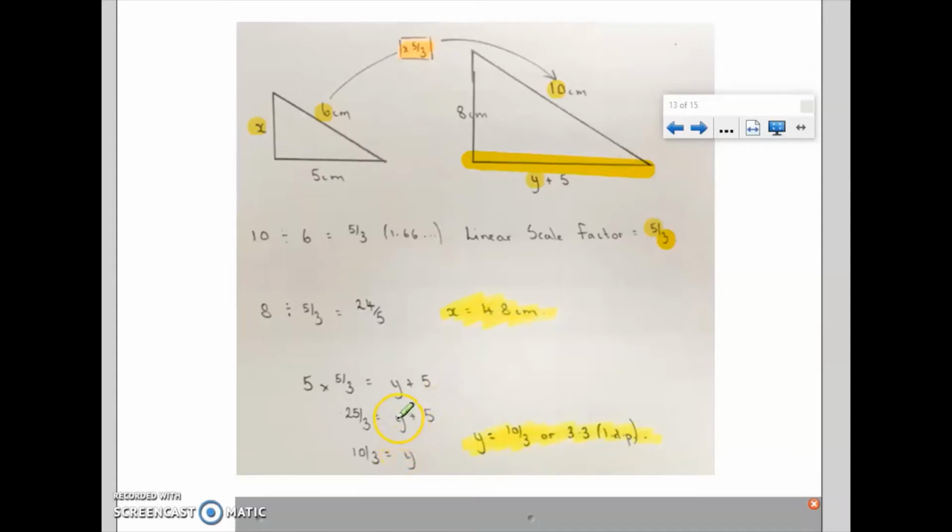But I only want to know y, so I've subtracted 5 from each side to be left with 10/3, which is a decimal, 3.3 rounded to 1 decimal place. Again, I've set up a little equation at this point just to show mathematically how I found my value of y.